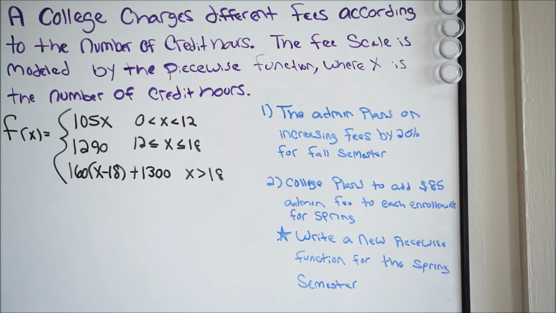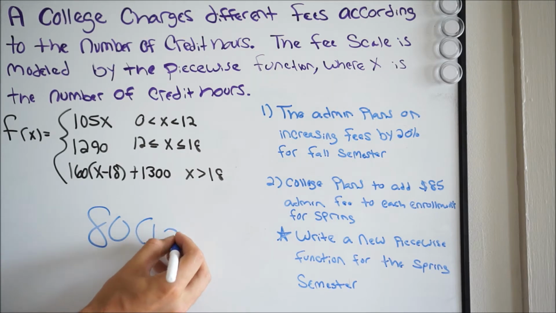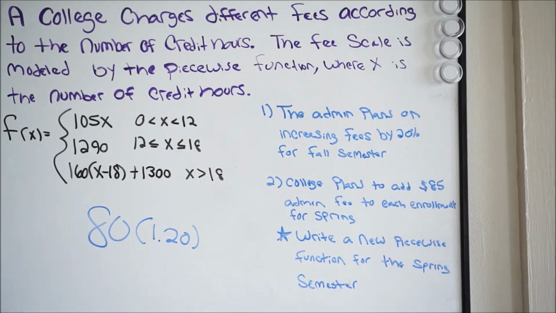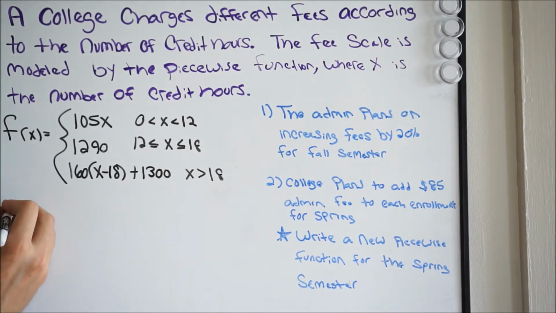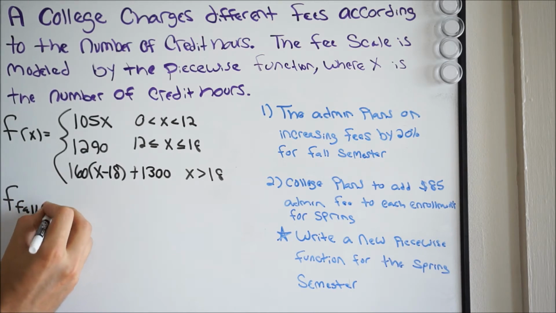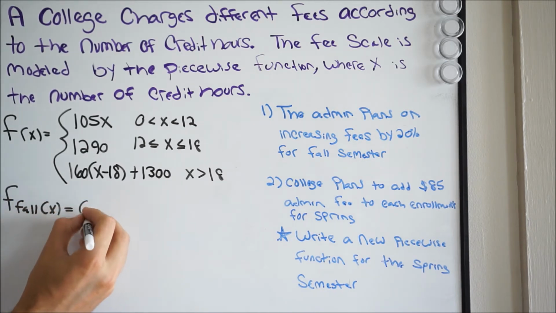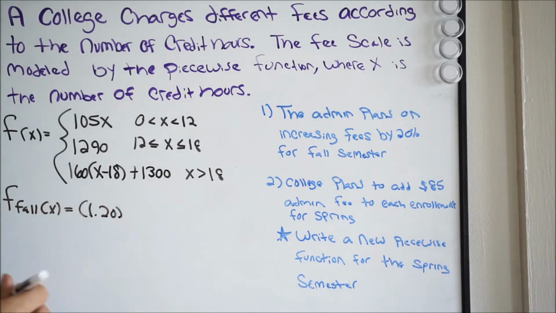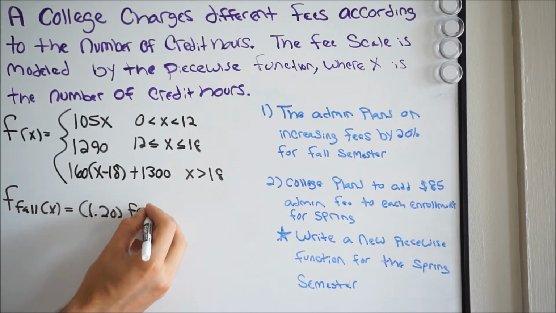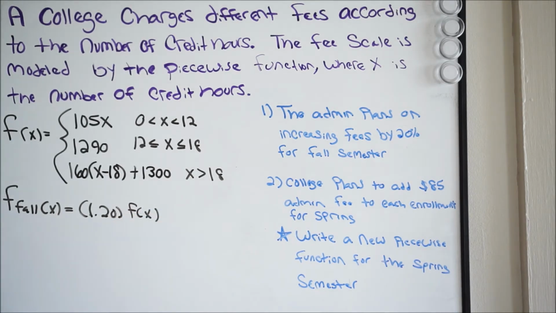So think about percents, go back and think about how you do percents. If you had $80, I'm just picking a random number, and I wanted to do a 20% markup here, I'm just going to multiply by 1.20, and that's going to be a 20% markup. So we're going to do the same thing here with our piecewise function. So let's talk about how we're going to write this. Our function for the fall, so we can say here f fall, is going to equal 1.20 times our function. And that will give us the new function for the fall.